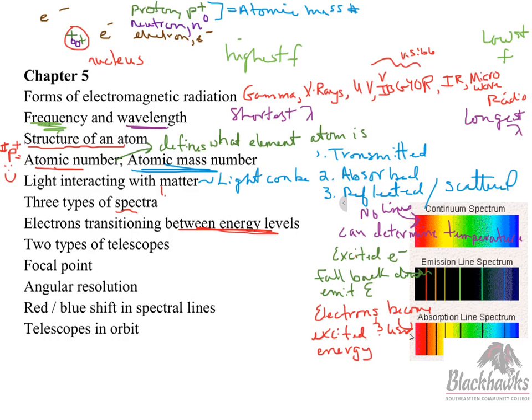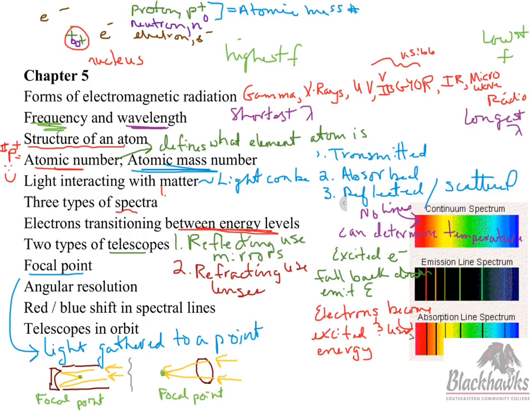And then two types of telescopes, which I have in green and red up here. Reflecting telescopes use mirrors, and then in red I say refracting. There's too many R's. Refracting telescopes use lenses.